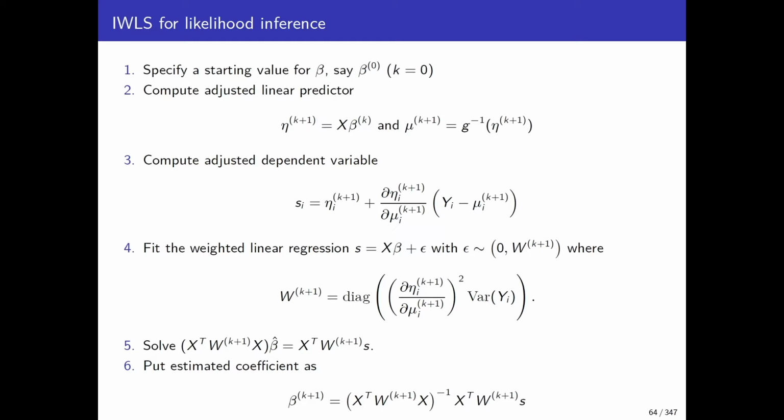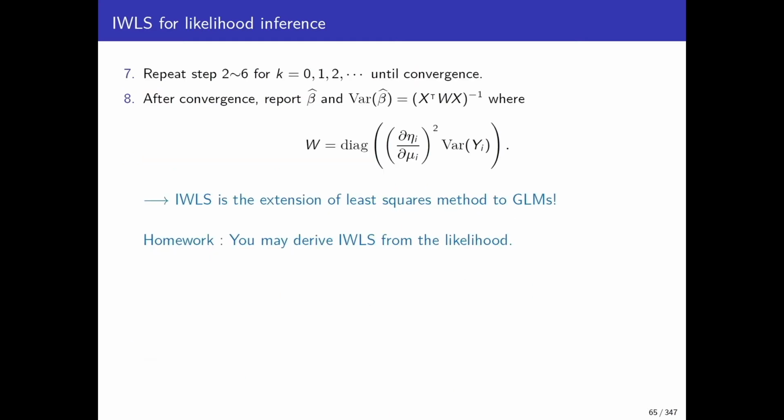Third, compute the adjusted dependent variable by taking derivatives. Fourth, fit the weighted linear regression, and it is necessary to compute X transpose W(k+1) X and beta hat. Step 6, put the estimated coefficient as beta to the power k plus 1. Step 7 is repeating from step 2 to step 6 until convergence. And finally, after convergence, we report beta hat and the variance of beta hat. Keep in mind, the iterative weighted least squares is the extension of the least squares method to generalized linear models.